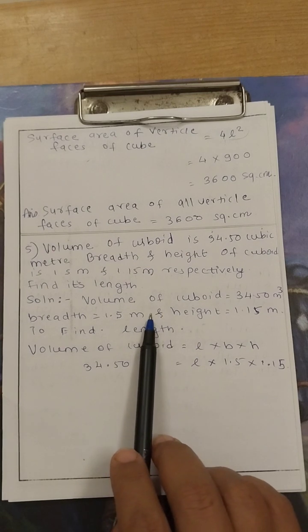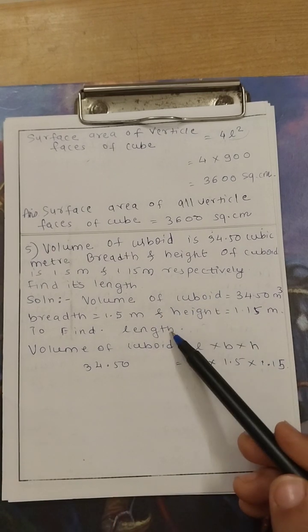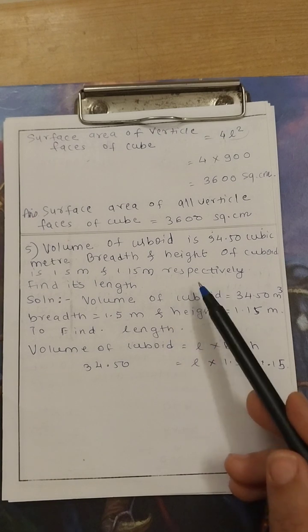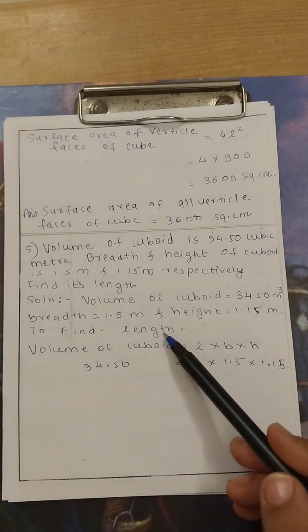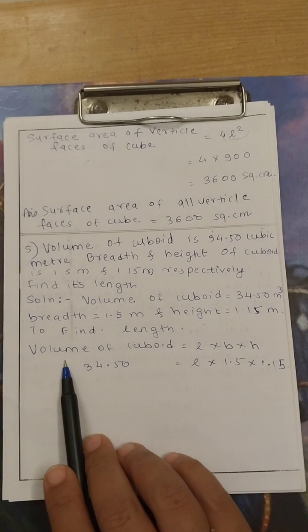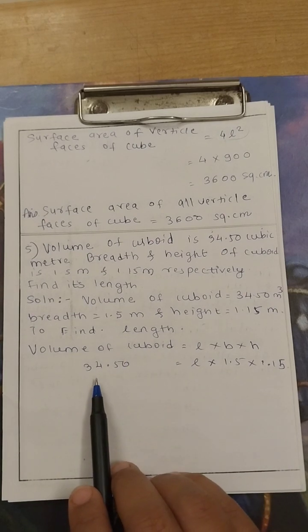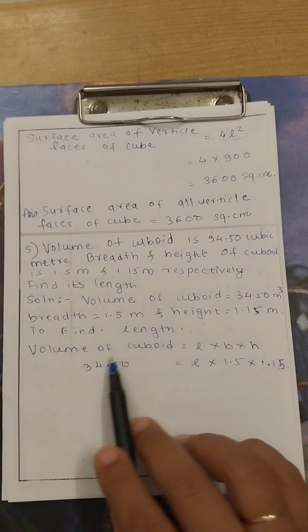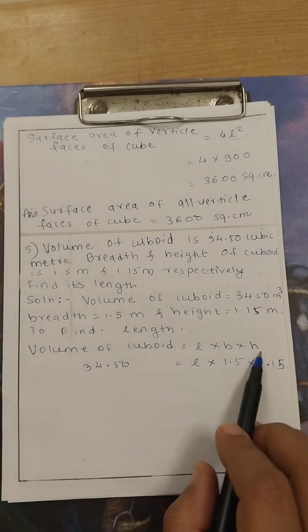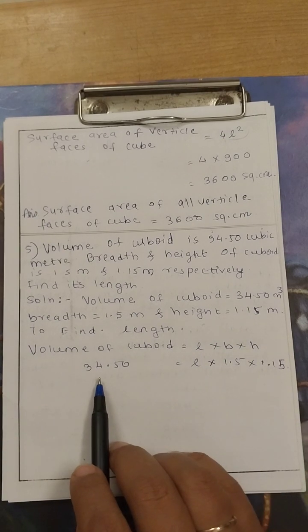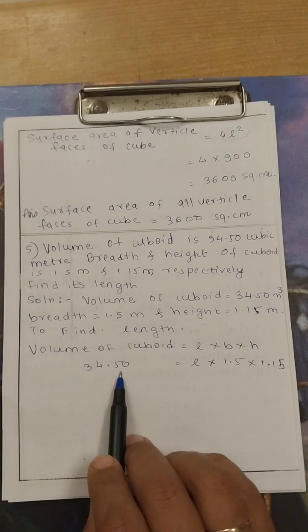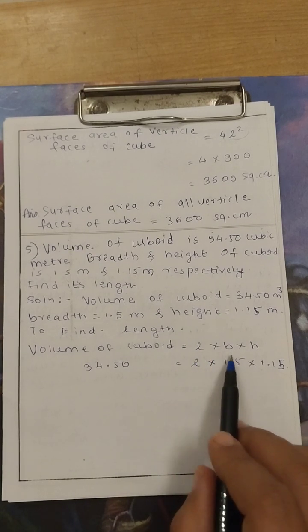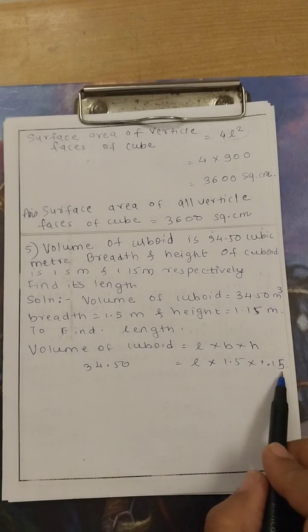Starting of solution, write this. You have to write given data of a particular cuboid. Then what is the formula of volume of cuboid? Volume of cuboid is L into B into H. Substitute the values. 34.50 is the volume of cuboid, L into 1.5 into 1.15.